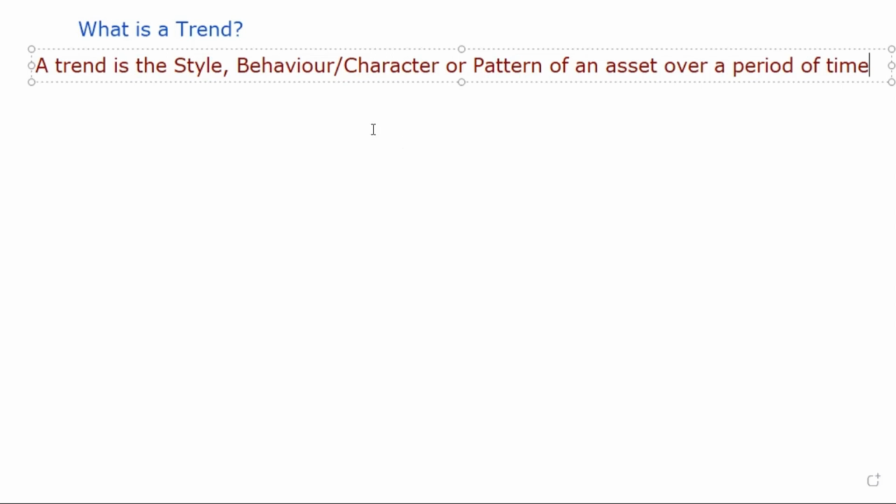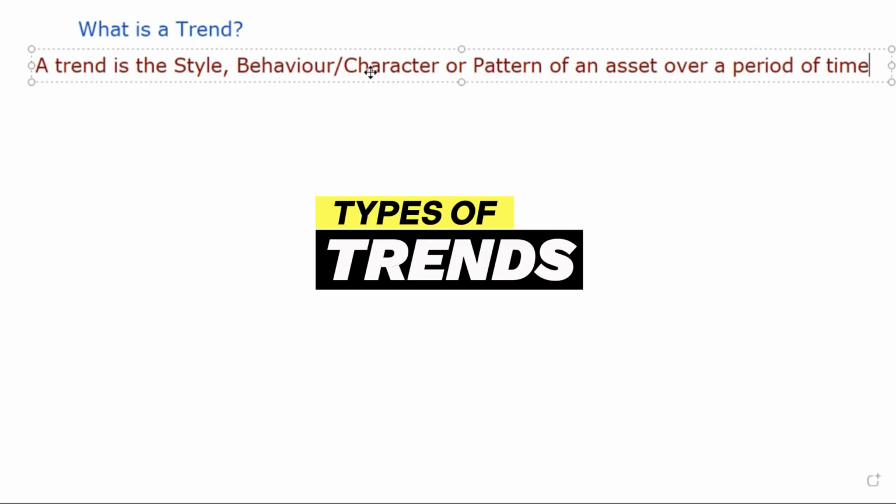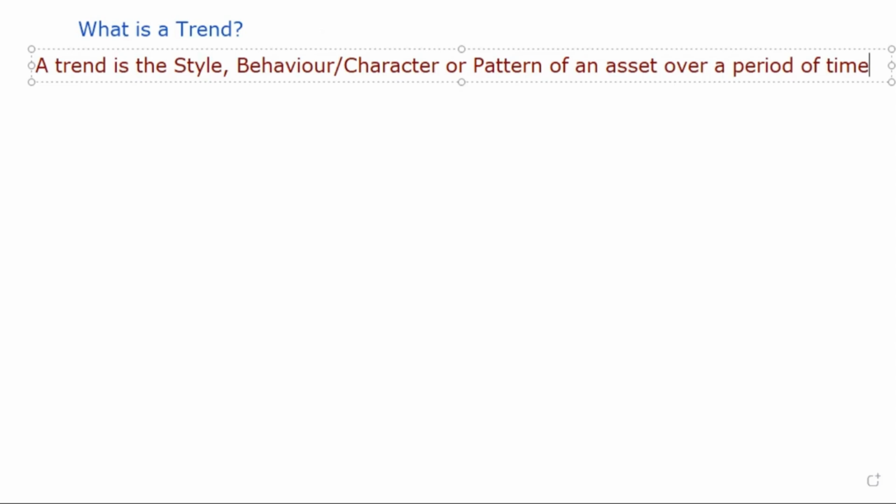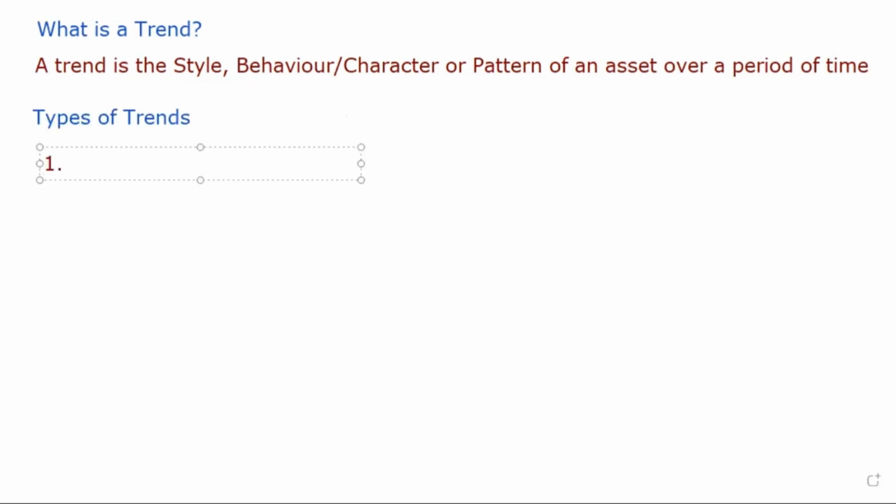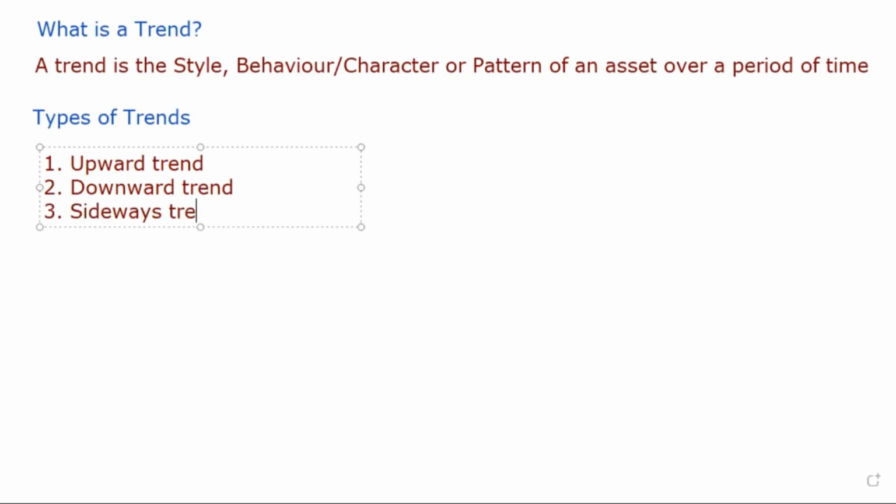Am I understood? So now we have three major trends in the forex market. Number one, the upward trend. Number two, we have a downward trend. And then number three, we have a sideways trend.